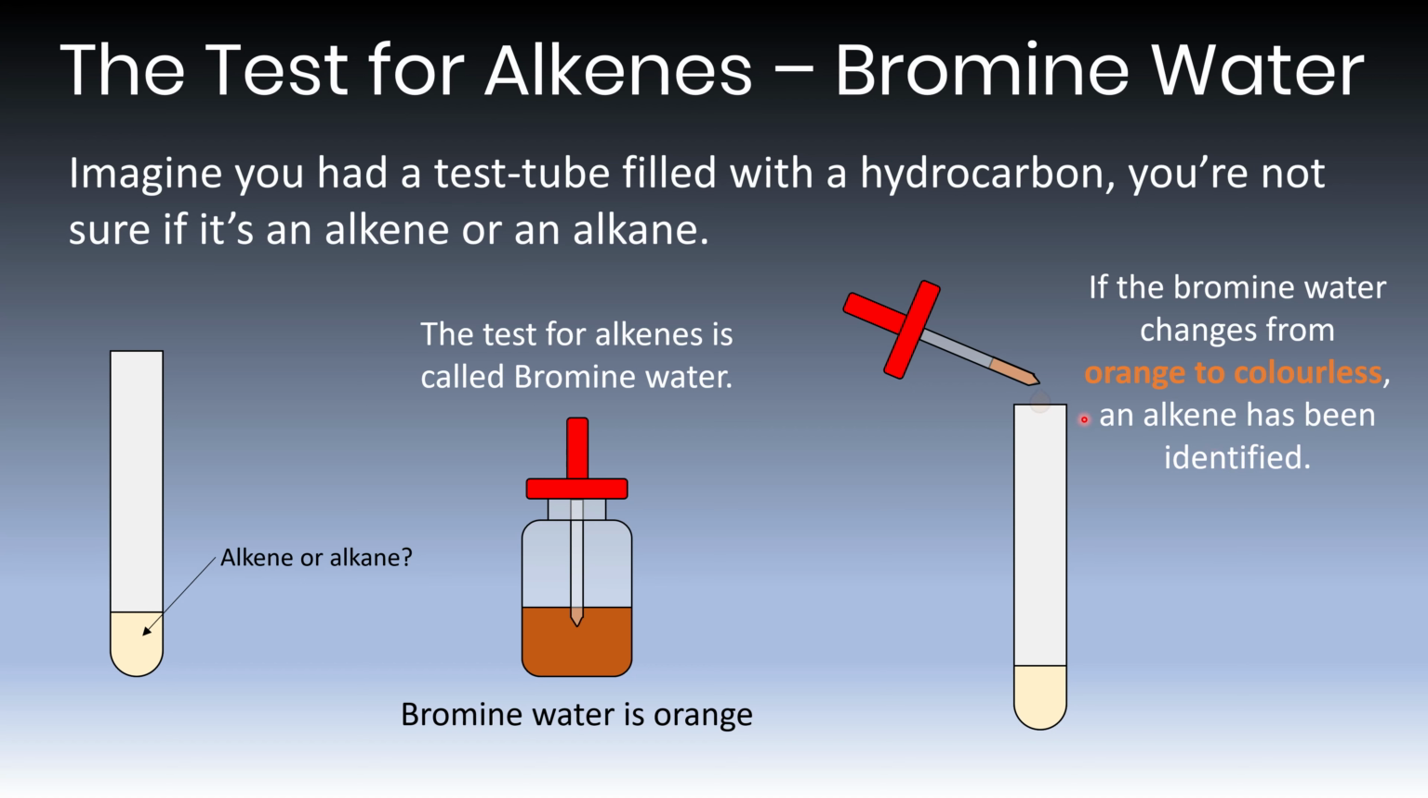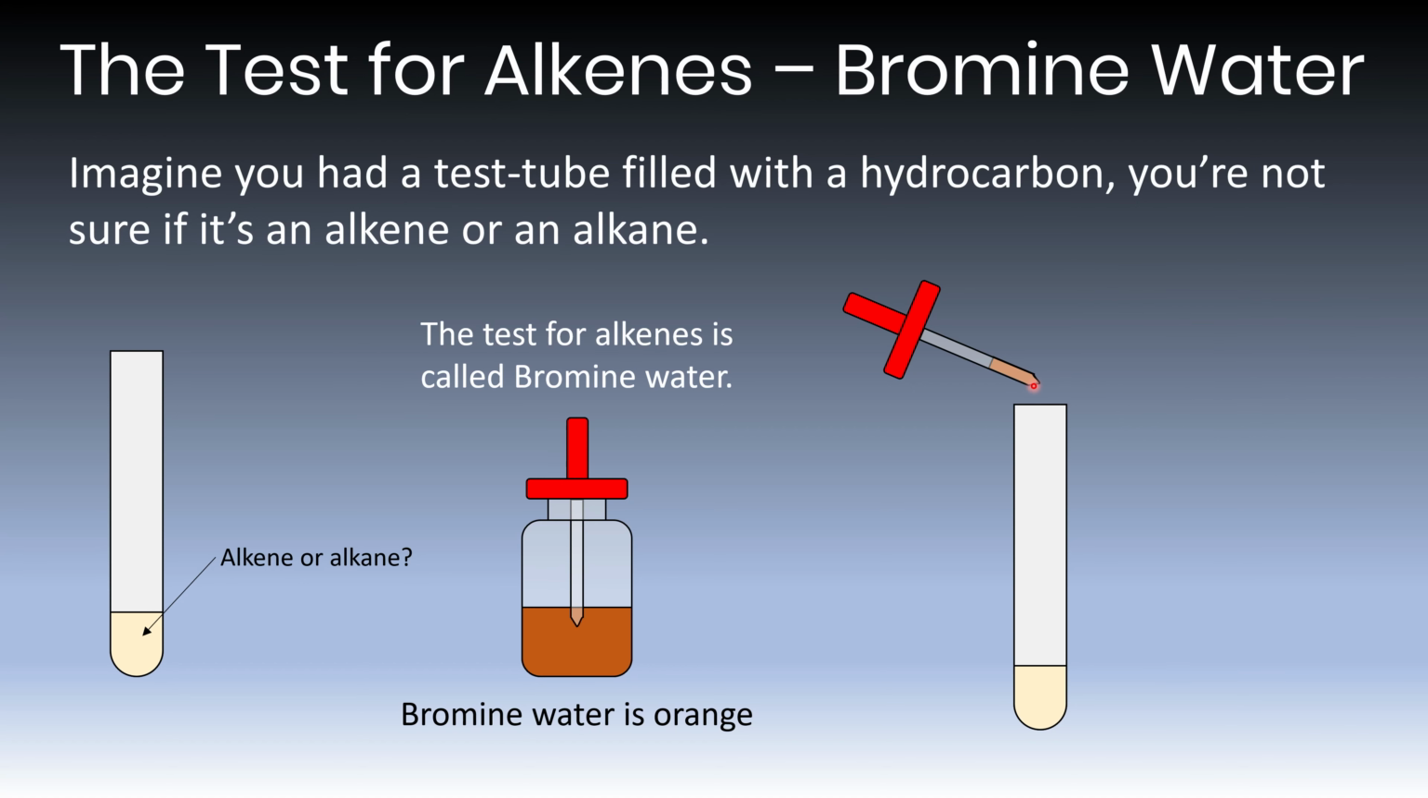Let's have a little look. You can see the colour of the bromine water changed. It changed from orange to colourless. So that means in this test tube, we do have an alkene. It's very important that you say that changes orange to colourless, and you don't just say it turns colourless. You need to state the full change of the chemical test, not just the result.